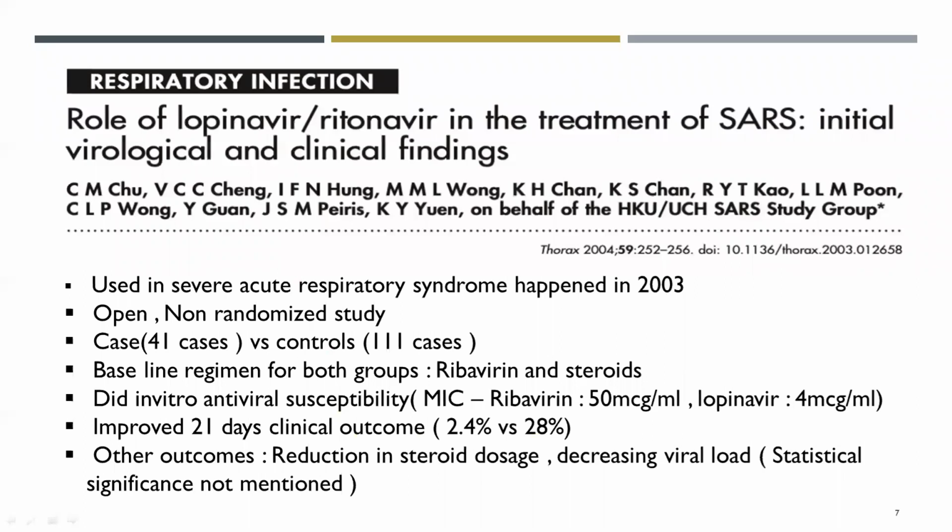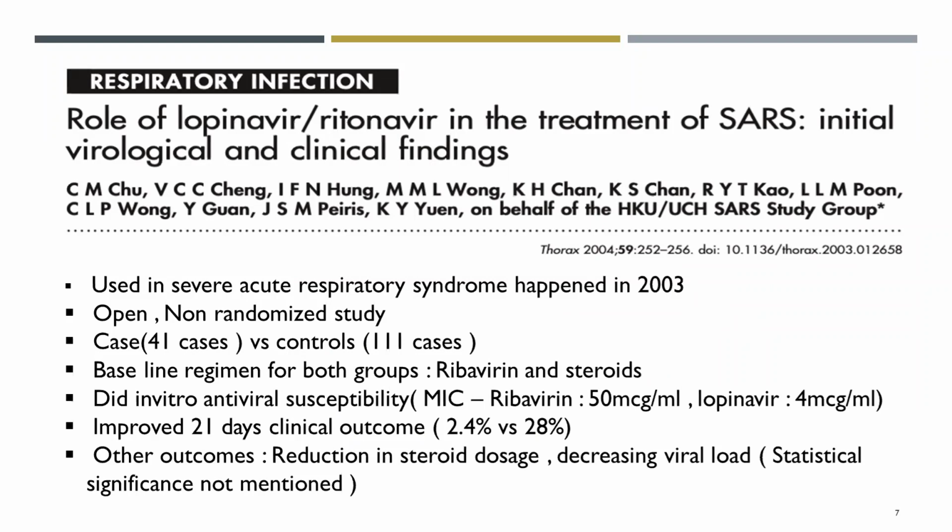This is the journal published in Thorax, about the role of Lopinavir and Ritonavir in the treatment of SARS and the different virological and clinical findings. It is based on the SARS outbreak that happened in 2003, and this was published in Thorax in 2004. It's an open-label, non-randomized study where they used 41 cases versus 111 controls, and the baseline regimen of both ribavirin and steroids was given.